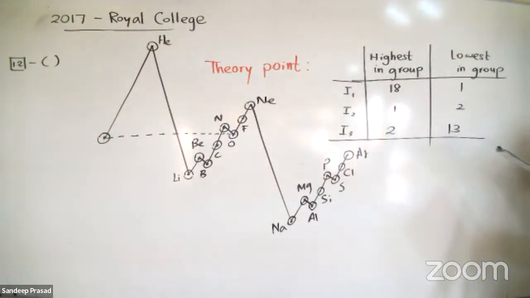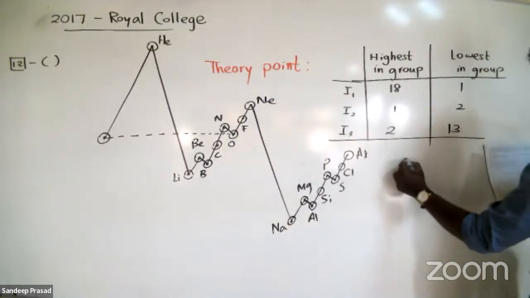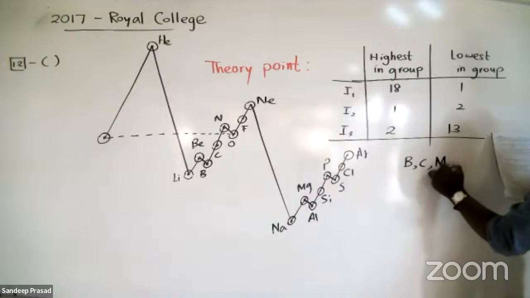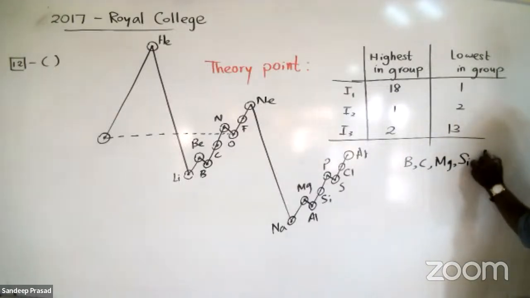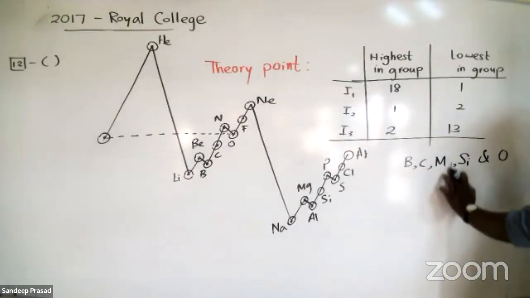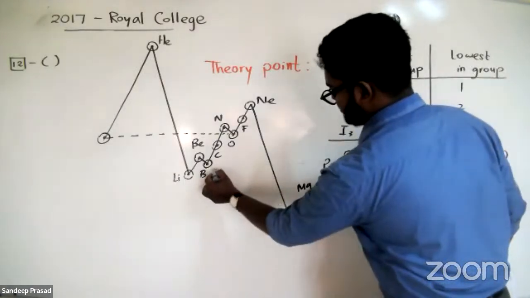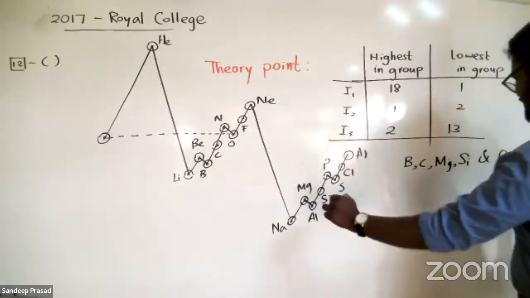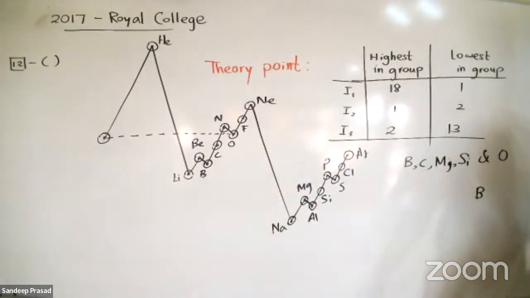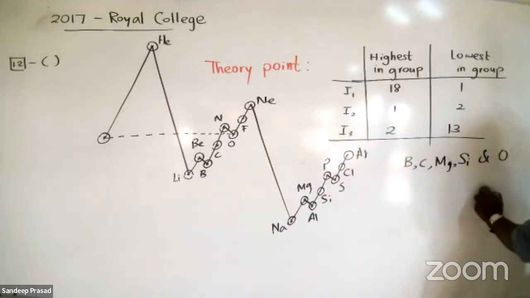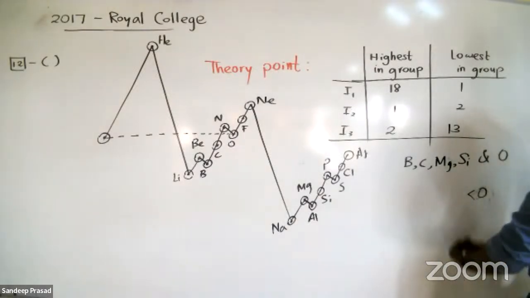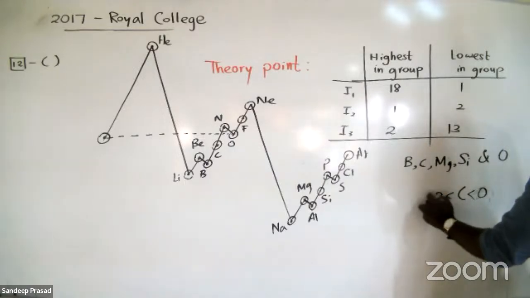So they're asking which of the following answers represent the correct variation of first ionization energies of the elements. What are the elements they have given? They have given boron, carbon, magnesium, silicon, and oxygen. Students, you can see that boron, carbon, oxygen, these elements are in second period. Normally, second period elements have the highest ionization energy. Then oxygen, then carbon, boron.